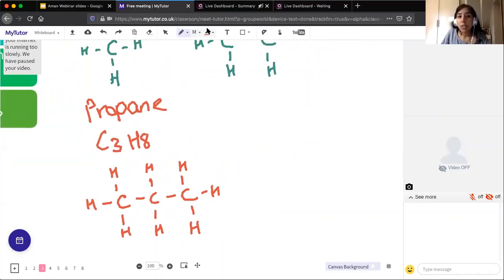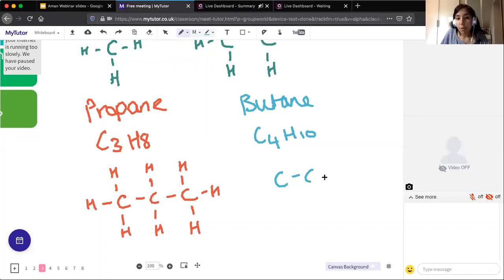And the final one, does anyone know what the 4th alkane is called? Brilliant, butane, okay? And what's the chemical formula for butane? C4H10, excellent. So butane is C4H10.